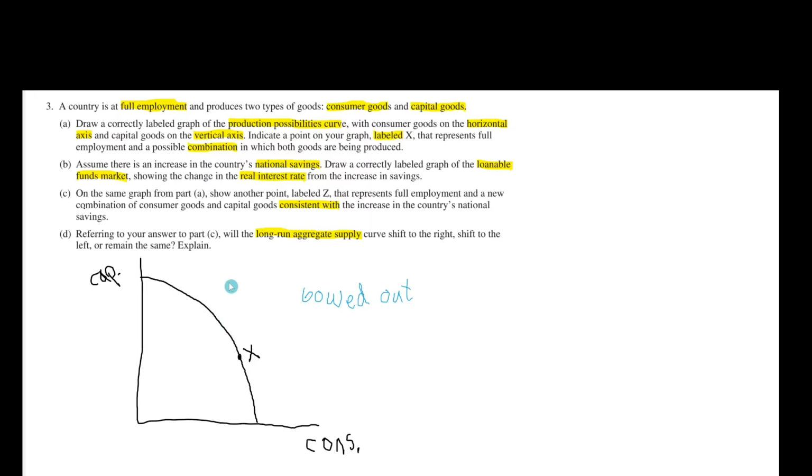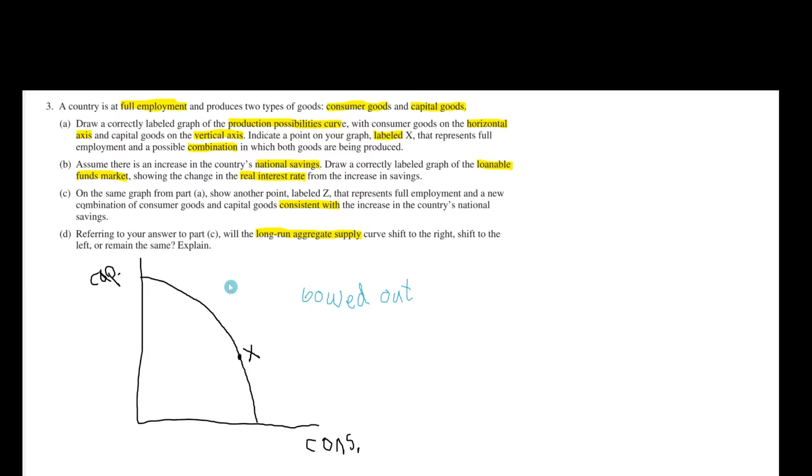Okay, so let's look at the vocabulary in part B. It says assume. So assume here just means imagine or take for granted. So assume there is an increase in the country's national savings. Okay, as soon as you hear those words, you know you're going to be looking at one of our loanable funds or the money market. In this case, it's the loanable funds market, which they tell us.